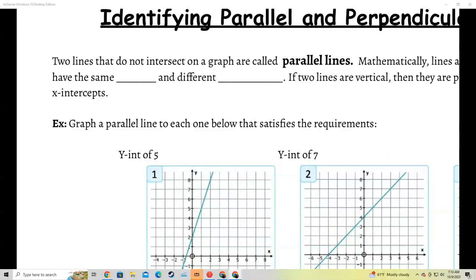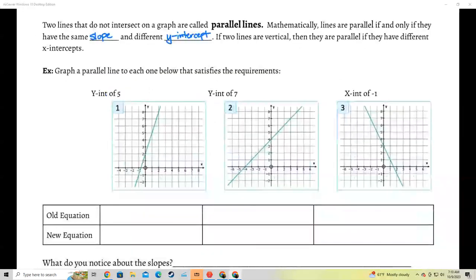They need to have the same slope and different y-intercepts. If two lines are vertical, then they are parallel if and only if they have different x-intercepts. So the easy way to think of this is, obviously, if the lines don't touch, they're going to be parallel, right?